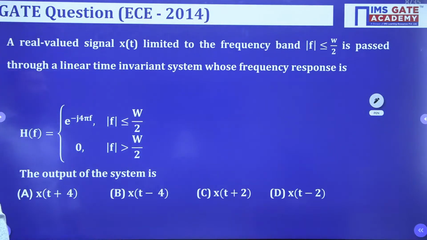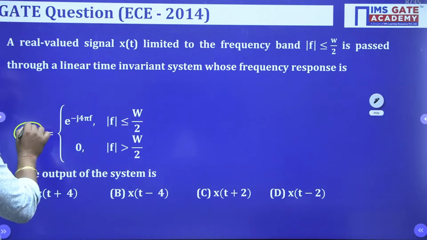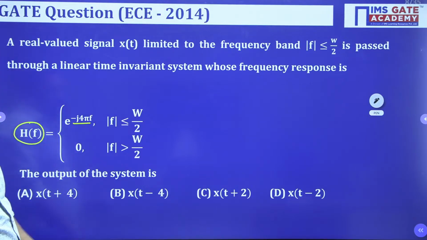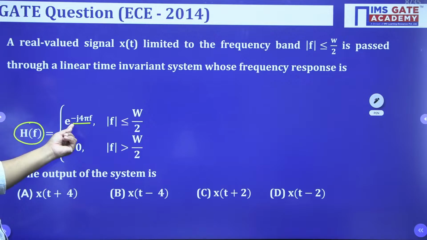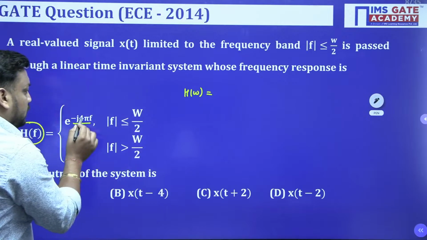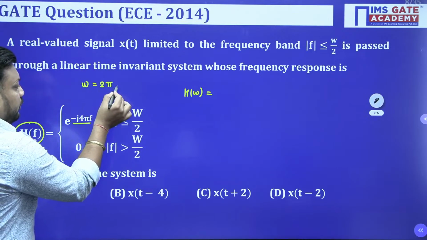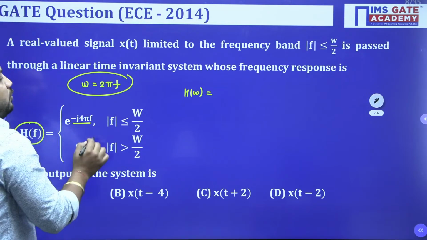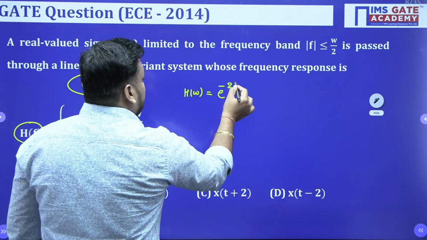A real valued signal x(t) limited to the frequency of less than or equal to omega by 2 is passed through an LTI system whose frequency response is this. So h of f is given to you as e to the power minus j 4 pi f, and the examiner is asking for the output of the system. First, if I want to write this term in omega, I can replace omega equal to 2 pi f. So whatever 4 pi f is required, if I divide by 2 pi f, I will get e to the power minus 2j omega.